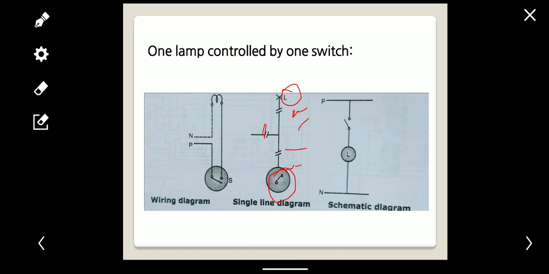Then this is the schematic diagram. In this schematic diagram, between P and N, one switch and a lamp are connected in series.